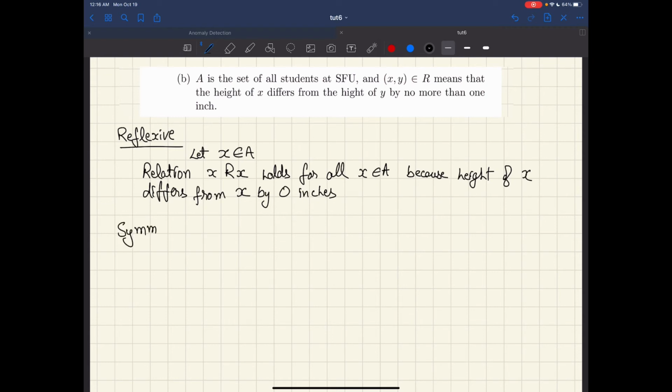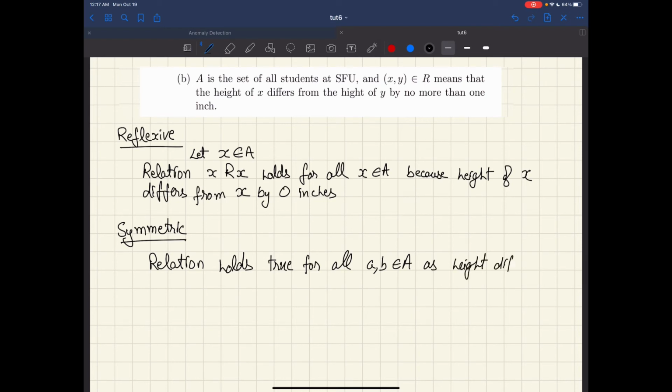it is reflexive. Now for symmetric, again this relation holds true for all A comma B belonging to the set A, because the height difference of B comma A is the same as that of A comma B. So if A comma B has a height difference of less than or equal to 1 inch, B comma A will also have the same height difference.